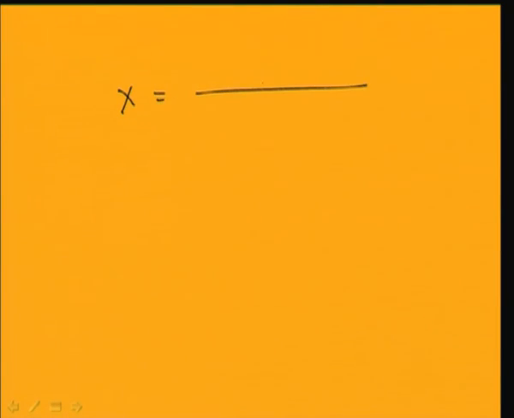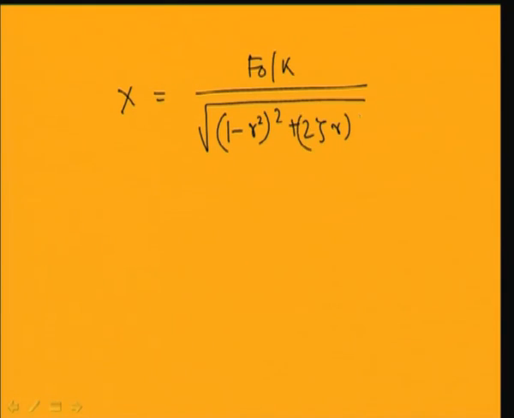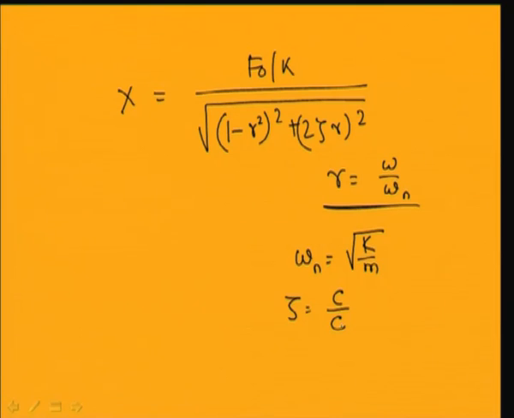From this we have already derived the expression for X. So, X can be written as F0 by k over root of (1 minus r square) whole square plus (2 zeta r) whole square, where r equal to omega by omega n. Omega is the frequency of external excitation and omega n is the natural frequency of the system, equal to root over k by m, and zeta equal to c by cc. c is the damping factor and cc is the critical damping. So, c by cc equal to zeta, omega n equal to root over k by m, and r is the frequency ratio. By using these things, we have already plotted the magnification factor and obtained the response of the system.